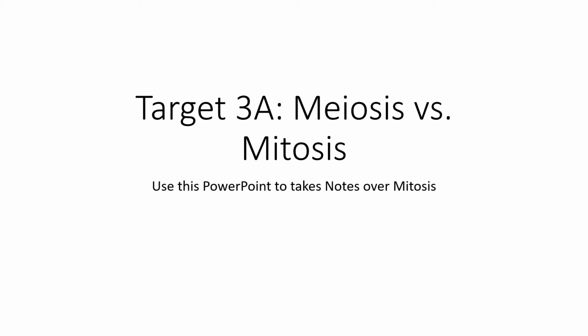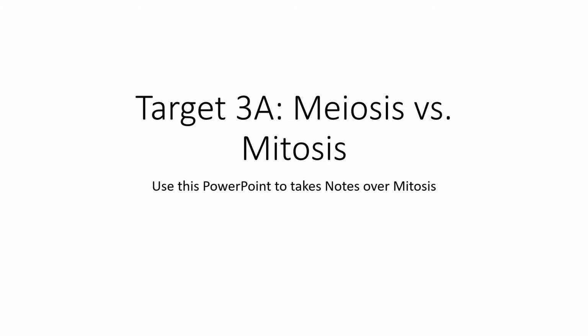All right, hello everyone. This is the Target 3A notes. There's going to be another set of notes after this, but this is the first step. And during these notes, we are going to focus on meiosis and mitosis, what they are, what happens during each of them, and then you will be able to use these notes on the upcoming practice assignments and quizzes.